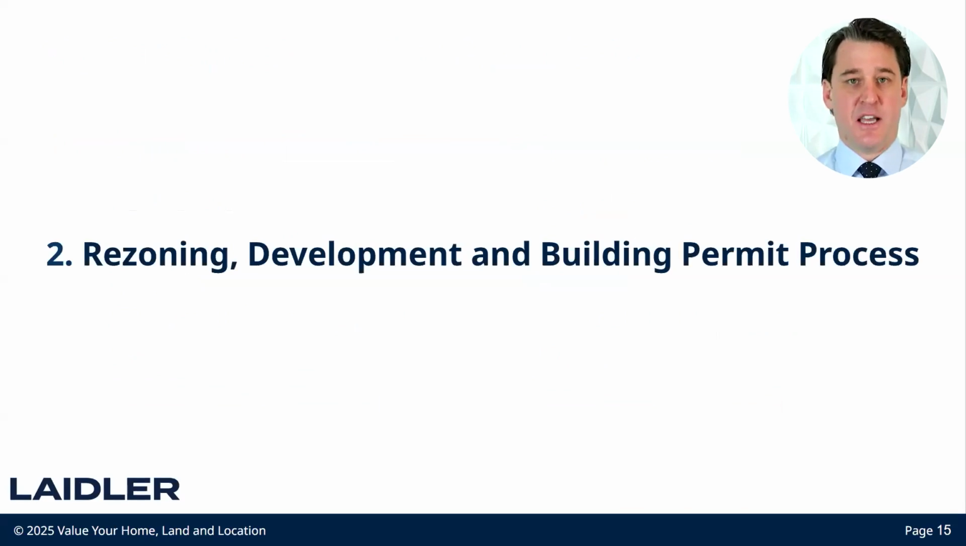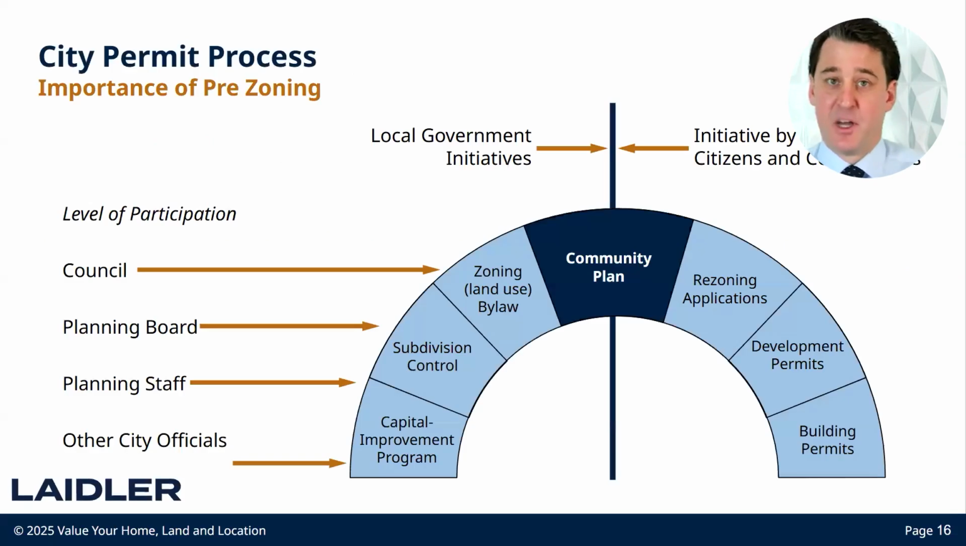The second section to completing a homeowner feasibility study is reviewing the development timelines. This is the rezoning, development, and building permit process. As a summary to city processes, on the left side of this wheel is the city-led initiatives. This is where the cities update their official community plans and strategic goals. Then once it's published, the right side of the wheel is what's initiated by citizens and developers, traditionally a rezoning application, then a development permit application, then moving on to a building permit application.